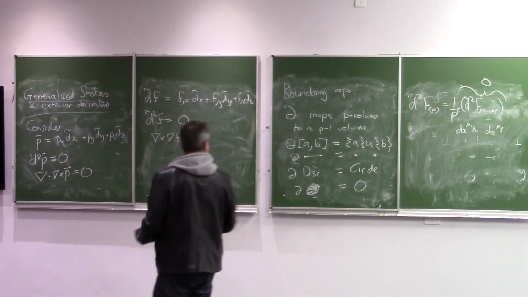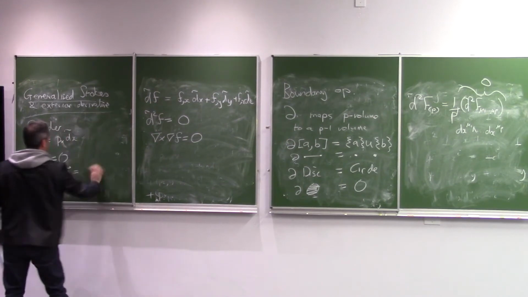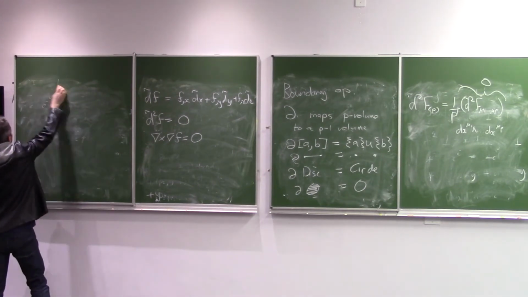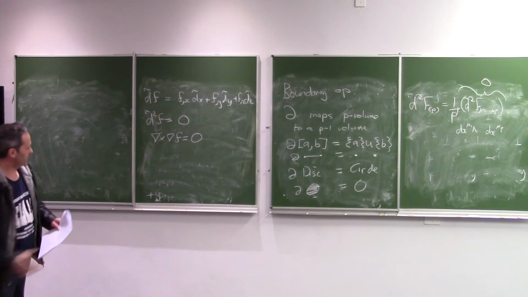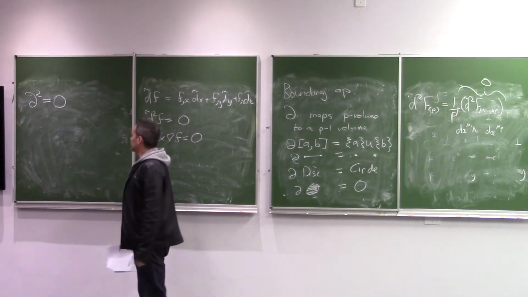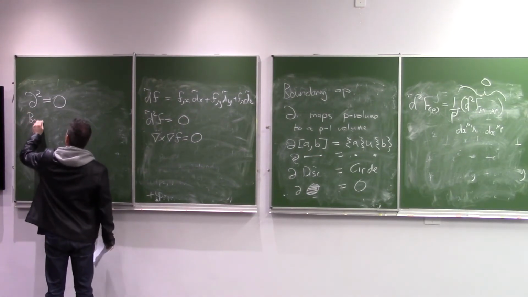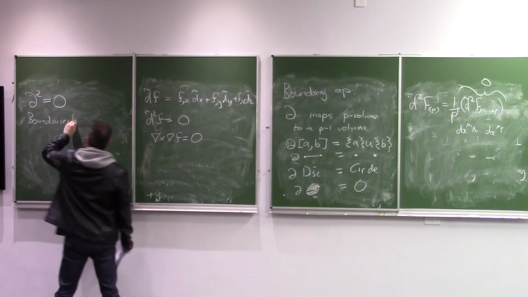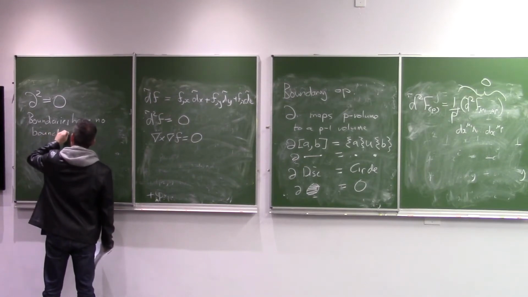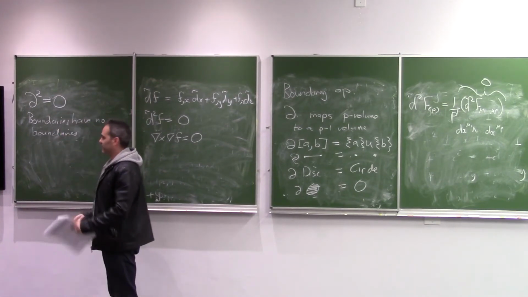And interestingly, just like the exterior derivative squares to zero, the boundary operator squares to zero, so d squared is also equal to zero. This is a fact in topology that I'm not going to prove. I'll just state it to you: boundaries have no boundaries. Obviously, to prove that I'd have to define everything properly and introduce all of topology, which I have no interest in.